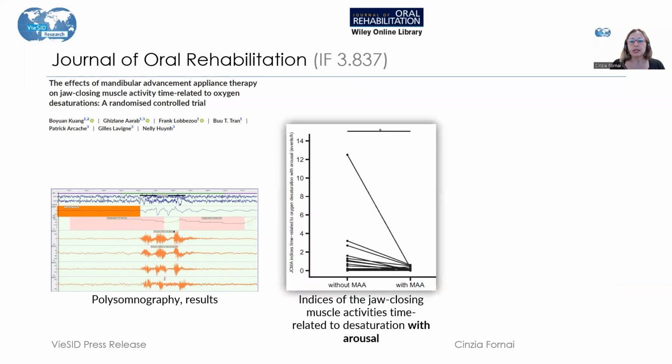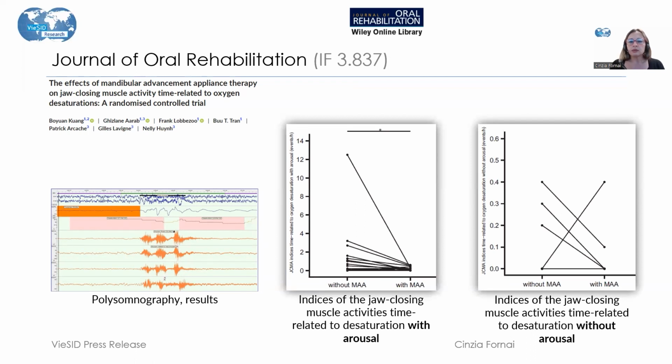In this plot, the indices of the jaw closing muscle activities associated with hypoxia, with respiratory arousal, without and with mandibular advancement appliances are compared. As you can notice, the jaw closing muscle activity associated with hypoxia was present in most of the patients and was reduced by the use of the device to various degrees, but consistently.